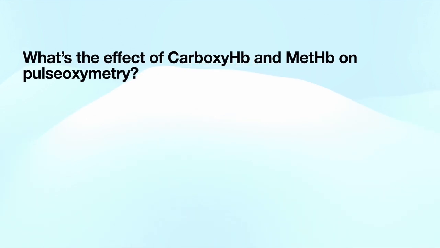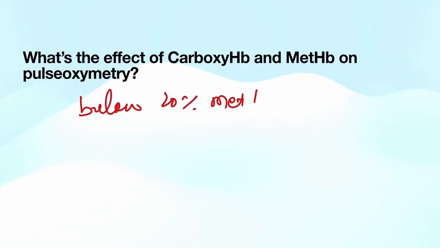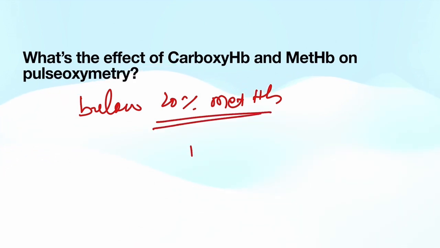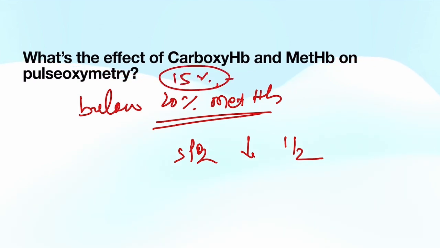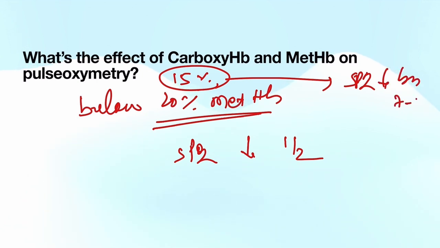So below 20% of MetHb, what happens to the pulse oximetry value? SpO2 drops by half. That means if there is 15% of methemoglobin, the SpO2 value drops by 7 to 8%. Got it? So these things are important in your clinical scenario.